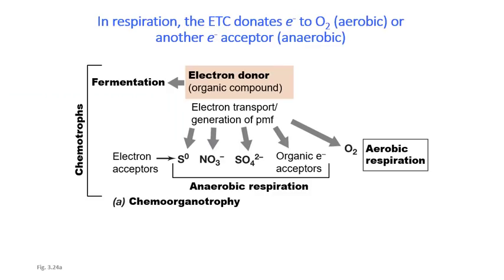So like I said, in respiration, an electron or electrons are taken from organic matter and shuttled through electron transport chains. Those electron transport chains are used to pump protons across a gradient and create the proton motive force. And then the electron chain eventually donates the electron to oxygen in the case of aerobic respiration, or some other oxidant in the case of anaerobic respiration.